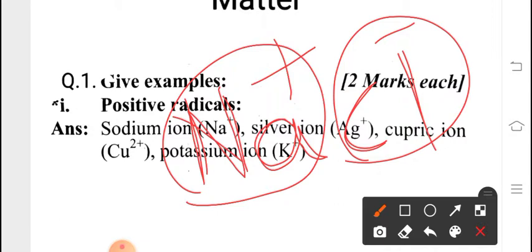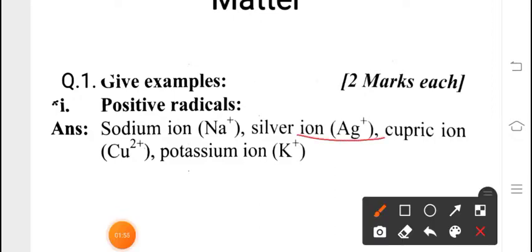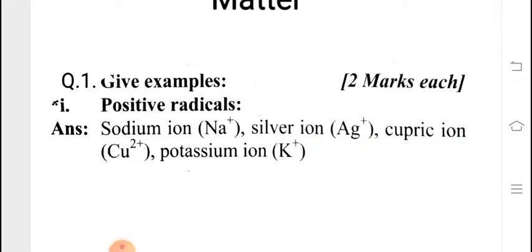So in this answer we have to write positive radicals. That means we are writing only the sodium ion. You can observe, chlorine is not there. In the similar manner, another example: silver ion, Ag plus, cupric ion, Cu2 plus, and potassium ion, K plus.